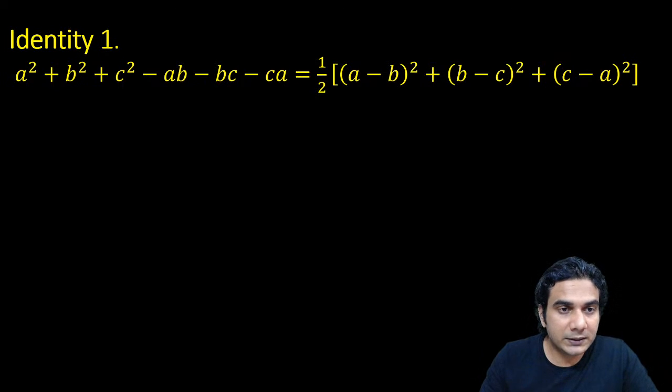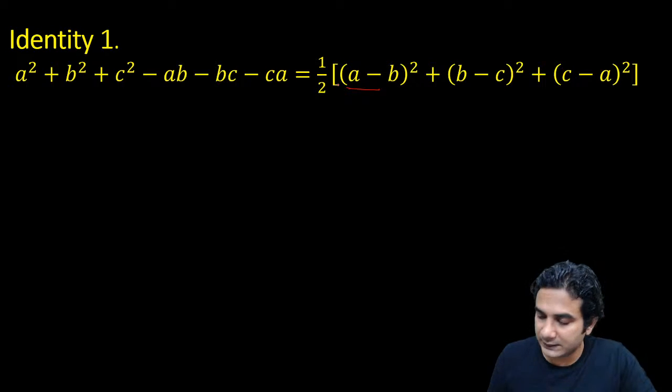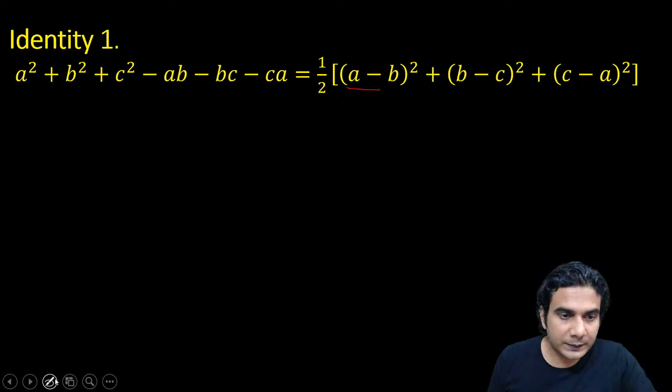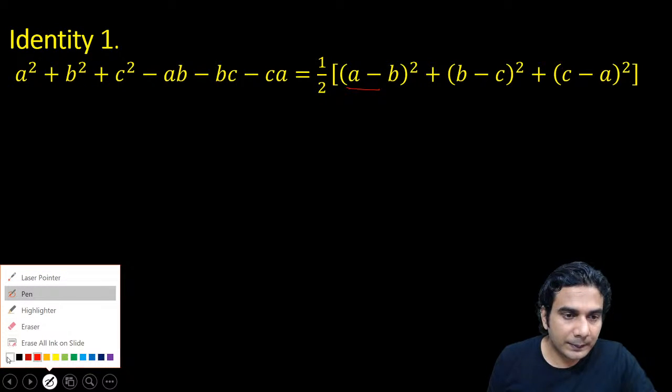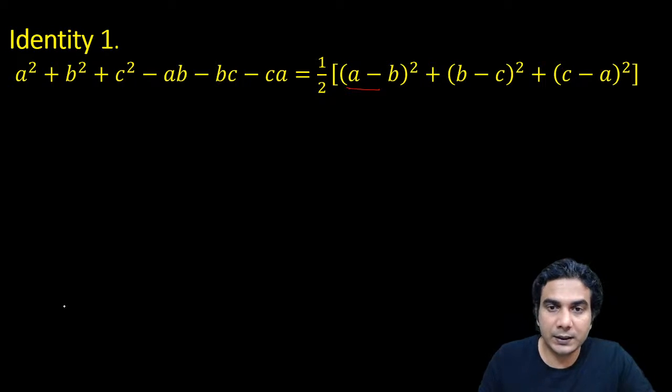I already discussed with you this identity, right? We have already done the proving part. So I'll do it quickly again for you. a square plus b square plus c square minus ab minus bc minus ca is equal to, this is the sum of three perfect squares. As you can see, this is (a minus b) the whole square plus (b minus c) the whole square plus (c minus a) the whole square, right?